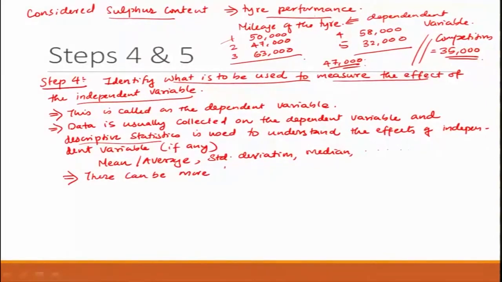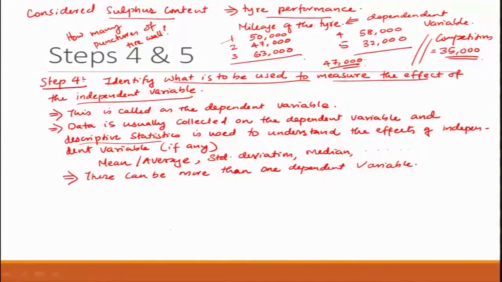Also you should remember that there can be more than one dependent variable. Another example of this is to identify how many punctures of the tire wall happen. This could be another dependent variable that you can use to measure the performance of the tire. There is no need for there to be only one dependent variable. There can be more than one. This is quite applicable and allowed.